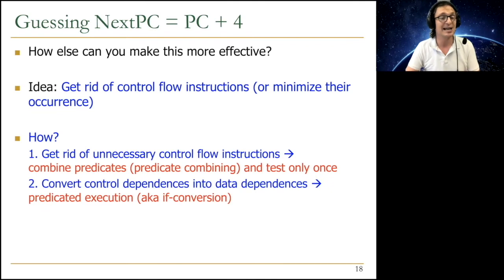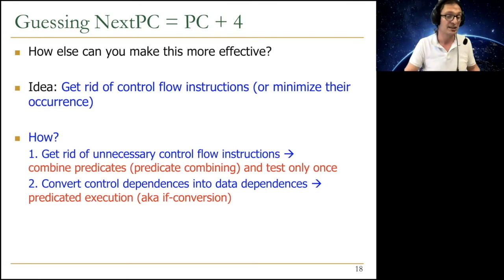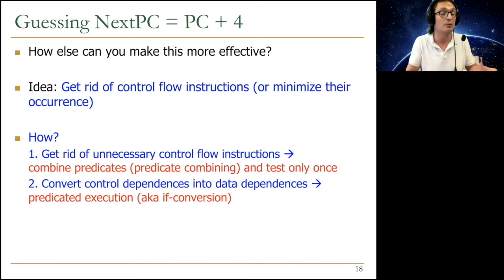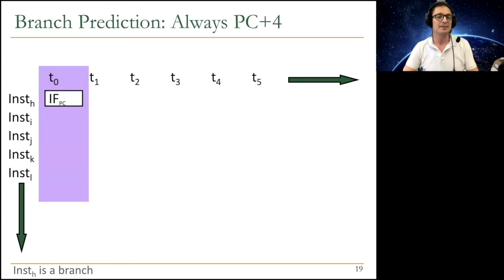Okay, the second idea is what we briefly discussed, converting control dependence into data dependencies, predicate execution. In other words, if conversion. Again, I'm not going to go through this in this lecture, but convert the control dependence into data dependency, just like in a data flow machine. So this is another example of a data flow machine influencing control flow machines by getting rid of the control flow as much as possible, at least control flow changing instructions, I should say.